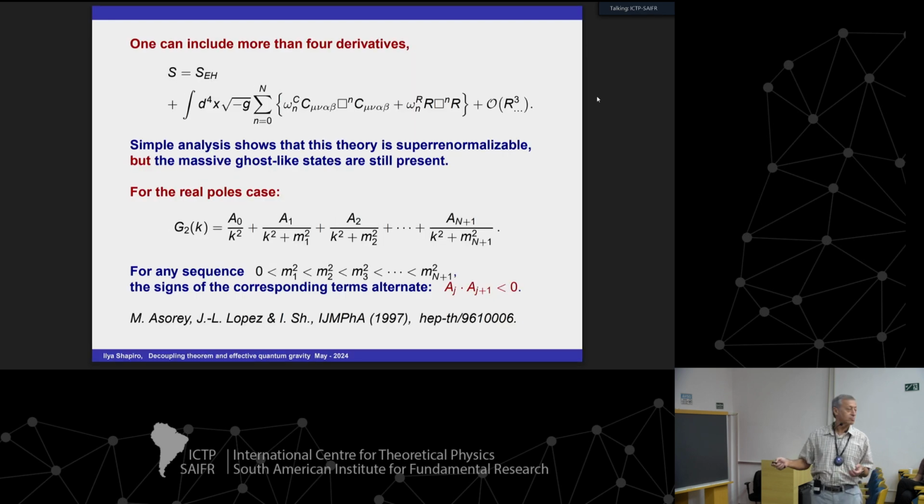One attempt was made by Manuel, Jose Luis Lopez, and me in '96, '97. We introduced more derivatives and had this super-renormalizable theory of quantum gravity. Our original expectation was that we could make only one particle of the spectrum a ghost, and the mass of the ghost would be infinite. But it doesn't work, because if you have a real spectrum, then the signs alternate. If the first particle is a graviton with A0 positive, then the second particle is a ghost, A1 negative, then the next particle is a normal positive particle with mass heavier than the ghost, and so forth.